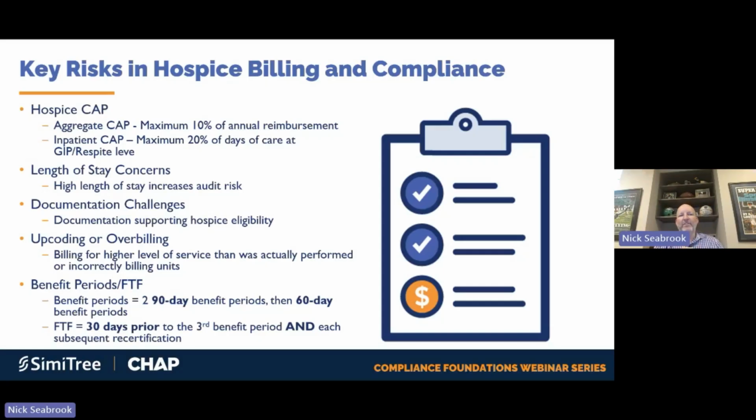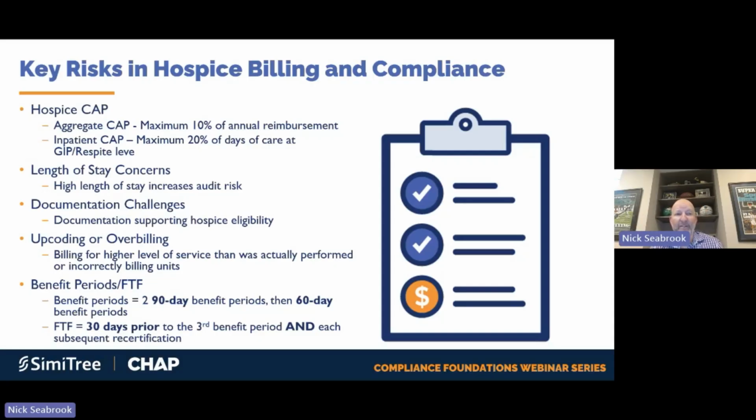There's also a maximum for the number of inpatient dollars that are spent. So the maximum there, you can see there 20% of days at GIP and respite levels. That's again based on the different levels of care. You don't want to exceed that number. There's going to be penalties in both situations, both from an aggregate cap standpoint and also from an inpatient cap standpoint, where if you exceed that, there's no additional reimbursement. You basically get a payment penalty.